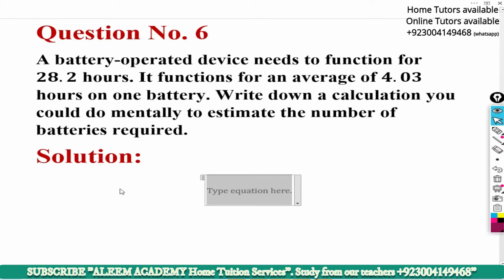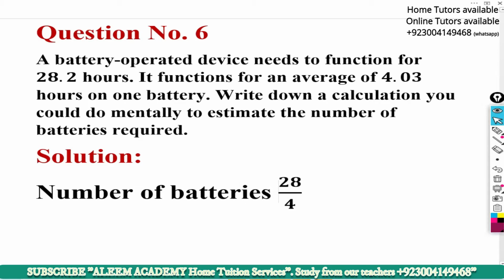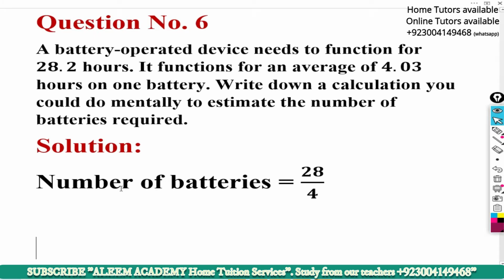You can simply write down 28 over 4. So on this side, this means the number of batteries. You can write number of batteries. You should write more. You should give more to the examiner so that none of your numbers should cut. You should get full marks. How can you get full marks? By giving more and more.